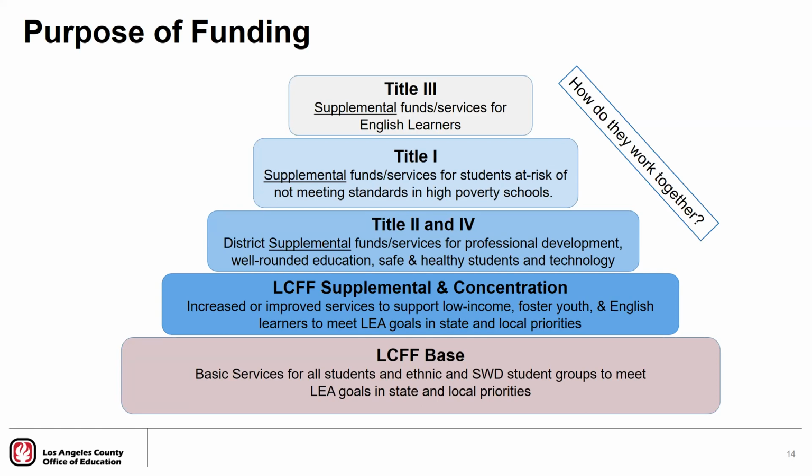Title II and Title IV are district level programs and funds. Title I are supplemental funds and services for students that are at risk of not meeting the standards in ELA and math. These funds may not include mandated costs. So if it's something that the state requires you to do, you cannot use your Title I funds to pay for this. Title III is the most restrictive of all of these federal programs. It's supplemental funds and services for English learners.